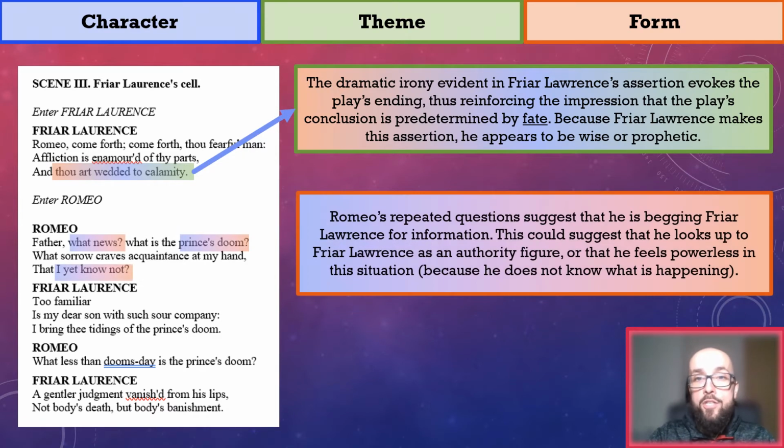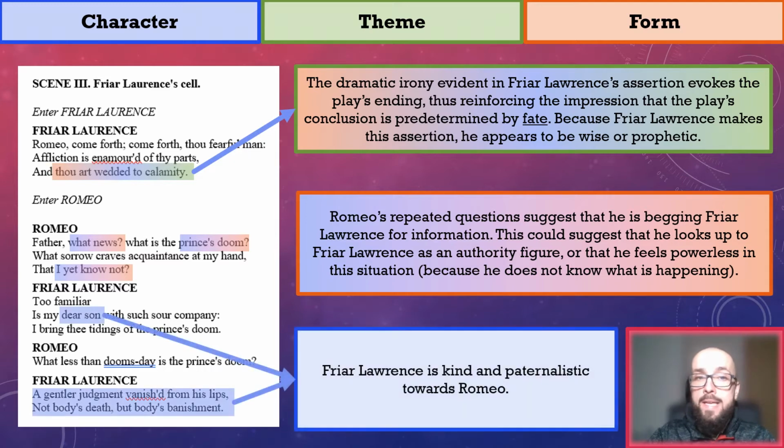To me, they suggest that he is begging Friar Lawrence for information, which not only suggests that Romeo looks up to Friar Lawrence as an authority figure, but that he feels powerless in this situation because he does not know what is happening. Last, we get the impression that Friar Lawrence is kind and paternalistic towards Romeo. "Dear son" suggests that Friar Lawrence feels affection for Romeo, whereas his attempt to soothe Romeo's worries by telling him of the gentler punishment dished out by the prince reveals that he is kind and wants the young man to not worry about being executed.